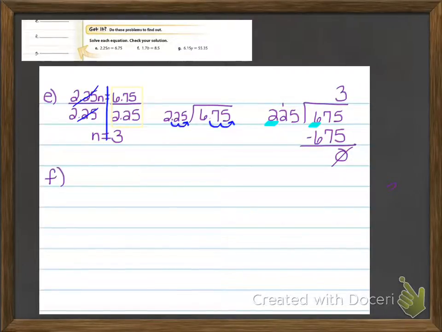All right, let's look at example F. So on this one here, you have 1 7/10 B equals 8 5/10. This one's a little bit friendlier looking because the numbers aren't as big, but you can see that as I'm going through here, my steps are always going to be the same.